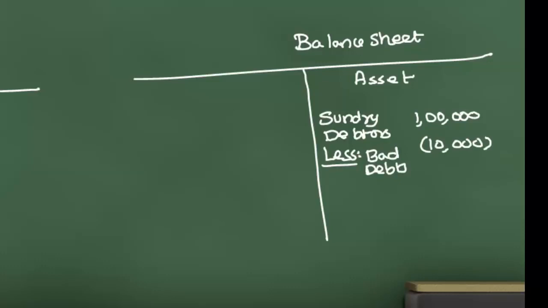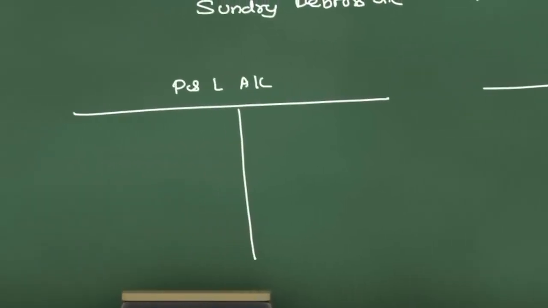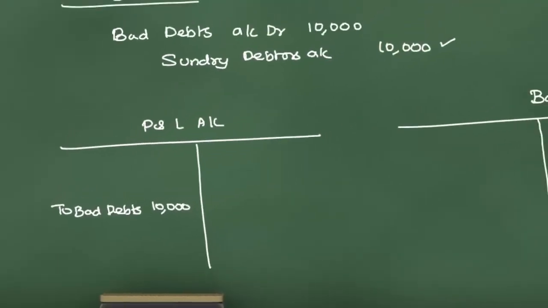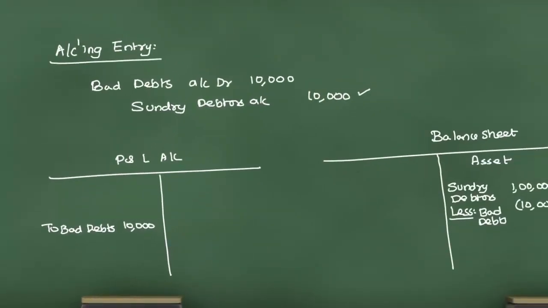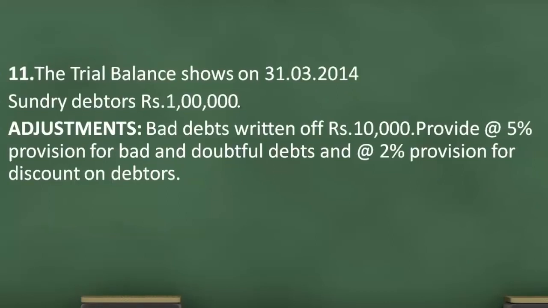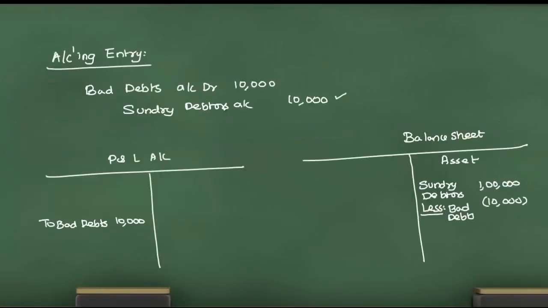And what's the debit effect? Which will find a place in P&L on the expenses side. So, to bad debts, how much is it? 10,000. So in this way we have given effect for bad debts in P&L, in the balance sheet, and we have also passed the accounting entry. Next, the question says also provide 5% provision for bad and doubtful debts.